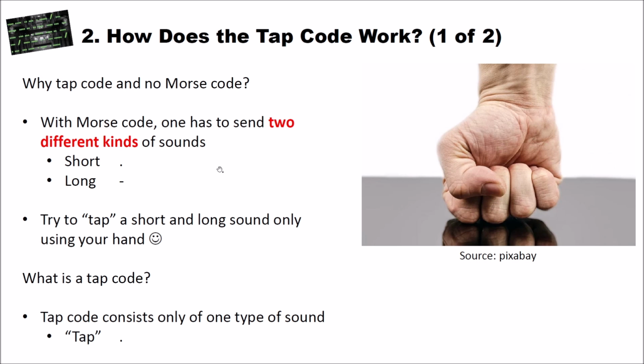You could try this. Try to tap a short and a long sound only using your hand. This doesn't work. So there had to be another code, and that code is the tap code. So what is a tap code? A tap code only consists of one type of sound, a tap. And using these taps, you can create arbitrary code words. How this works, we will see on the next slide.